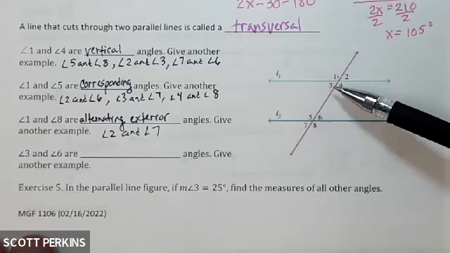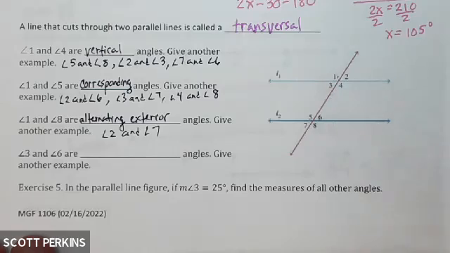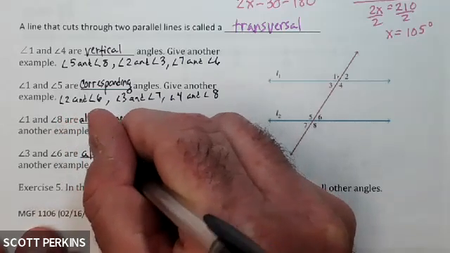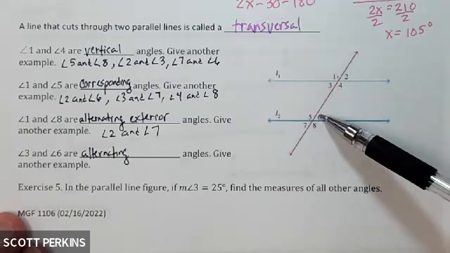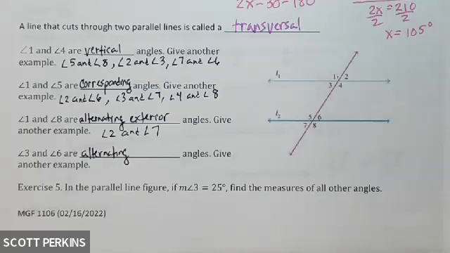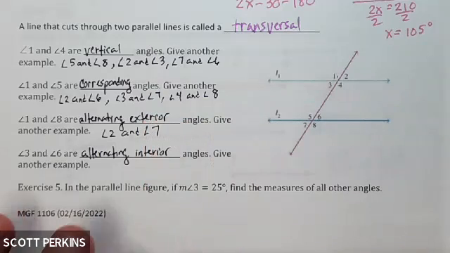And then 3 and 6. Well, 3 and 6, again, swap sides of the transversal. 3 is on the left, 6 is on the right. So again, we're going to start with the word alternating. The word alternating is referencing their position with respect to the transversal. And then 3 and 6 are now inside the parallel lines. So they're no longer called exterior angles. They are interior angles. So 3 and 6 are alternating interior angles.